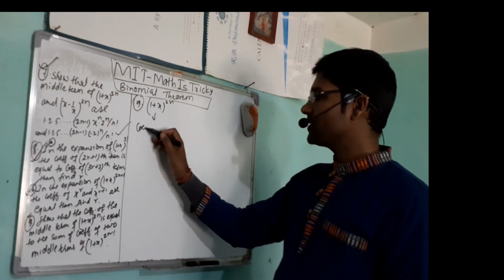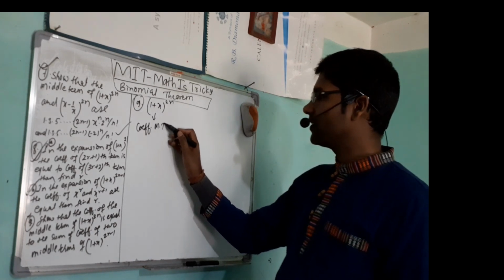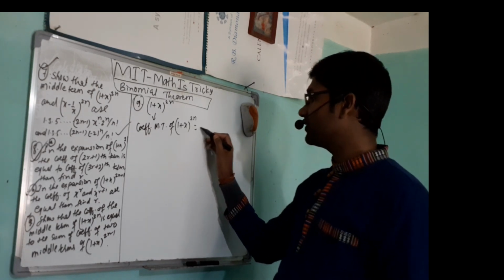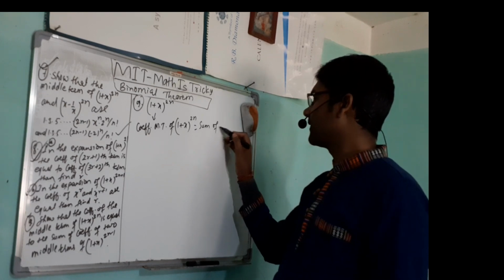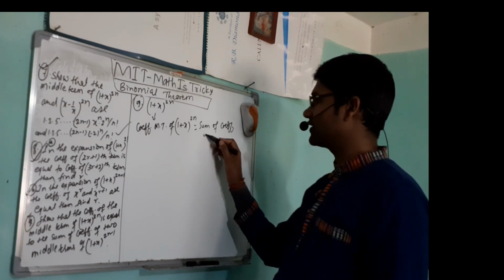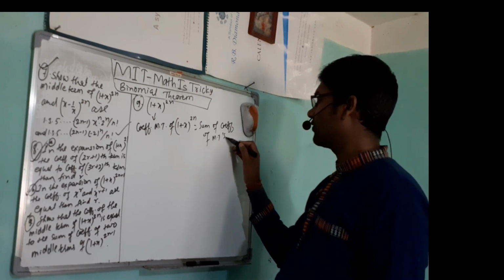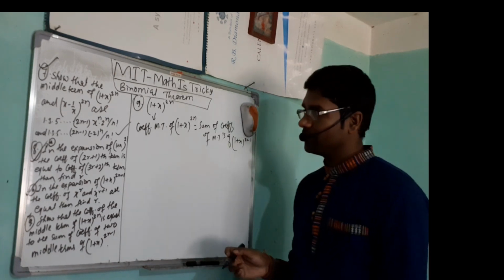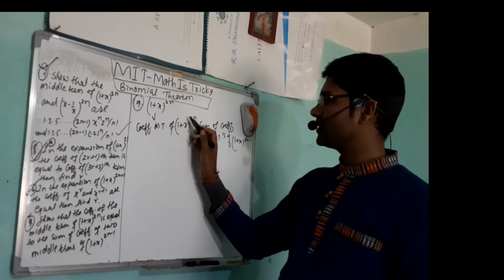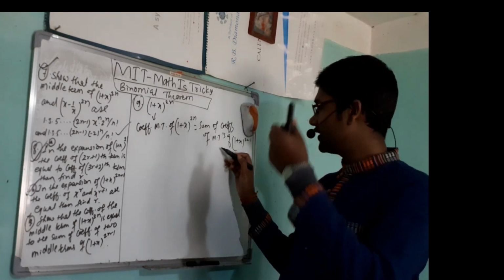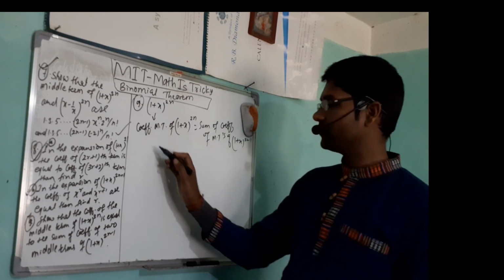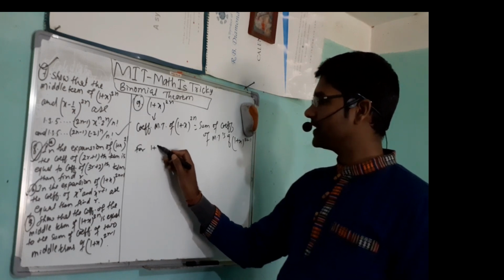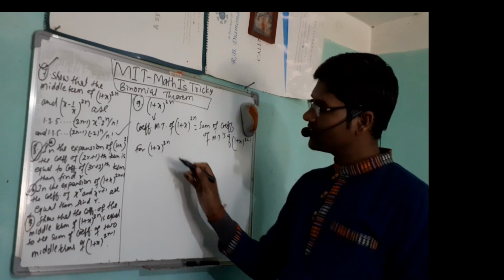The question is: the coefficient of the middle term of (1 + x)^(2n) equals the sum of the coefficients of the middle terms of (1 + x)^(2n-1). Okay, so first what should we do? Let's find the coefficient of the middle term of this, then find the coefficient of the middle term of this, and then prove this result. So first, for (1 + x)^(2n), let's find the coefficient of the middle term.